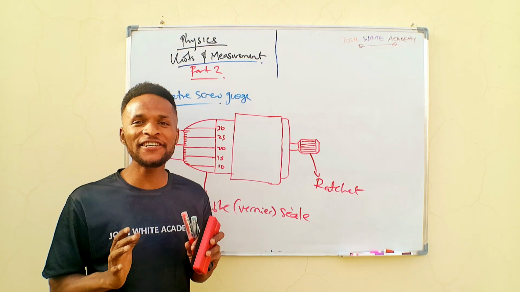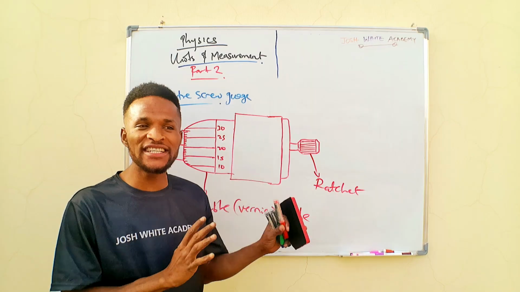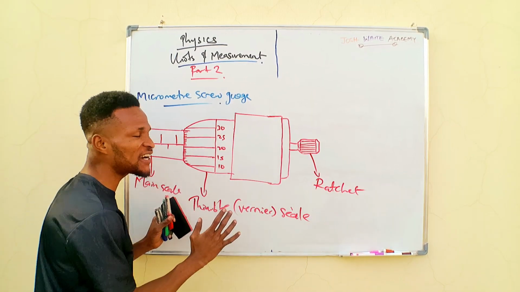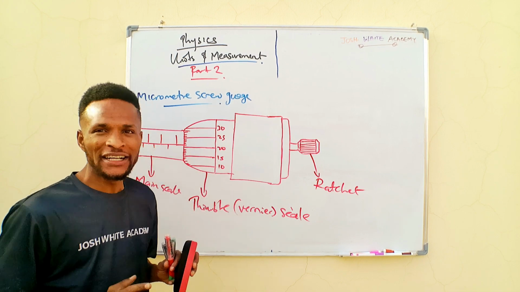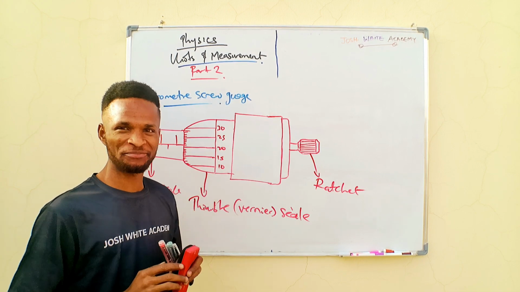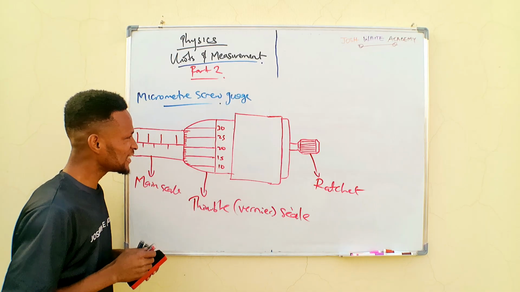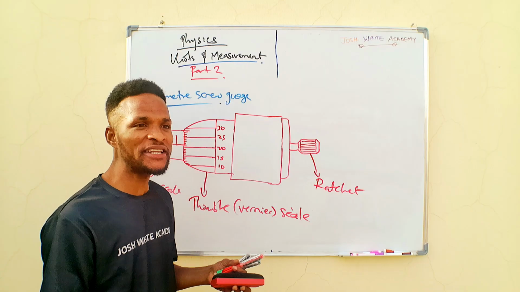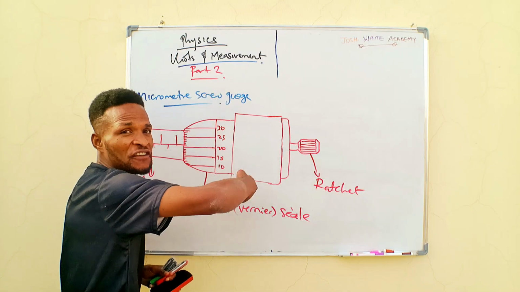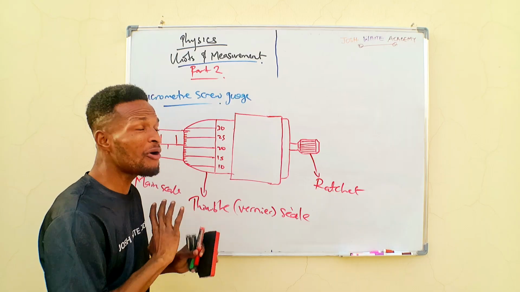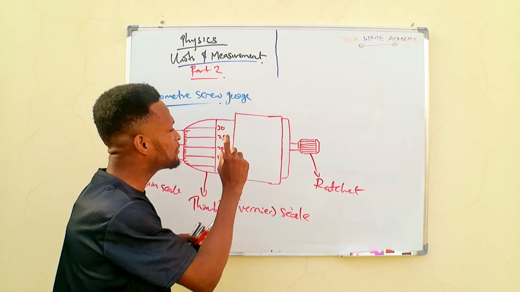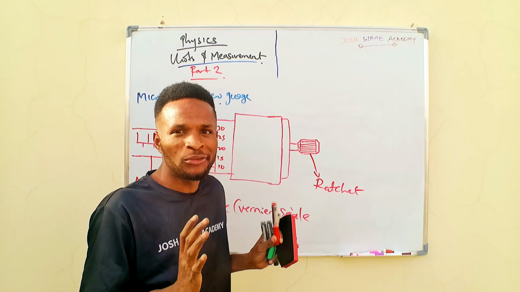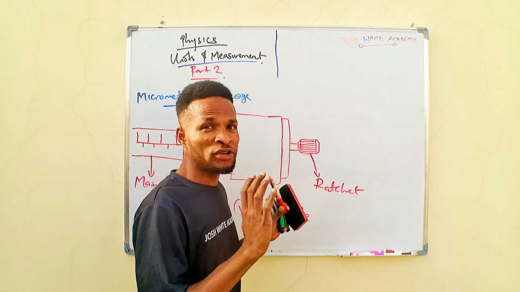So, in taking readings using a Micrometer Screw Gauge, as we did for the Vernier caliper, you sum the reading for the main scale with that for the reading of the thimble or Vernier scale. Now this is one thing to take note of. If the Micrometer Screw Gauge you are using or being given has 50 divisions in the thimble scale, all is still the same. That means the pitch will be 0.5 millimeter. So the least count will still be the same, which is 0.01.